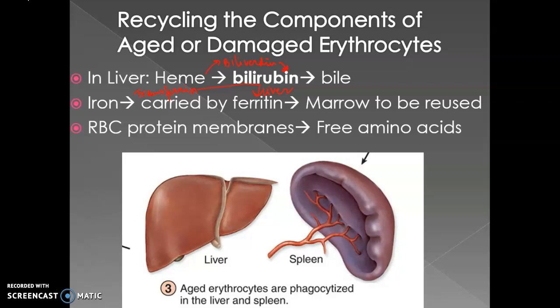So let's review. The iron is transferred in blood by a protein called transferrin. So transferrin carries iron in blood. The transferrin takes the iron to the liver, and in the liver, the iron is stored in another protein called ferritin, and this will be used later for producing new red blood cells. And a lot of the membrane proteins get dissociated, and the free amino acids are recycled back.